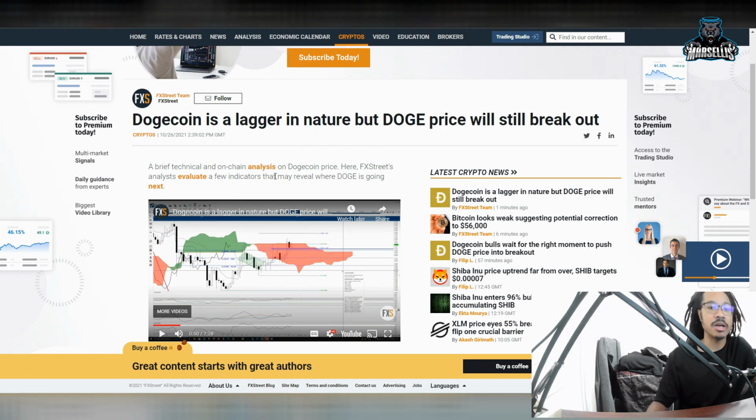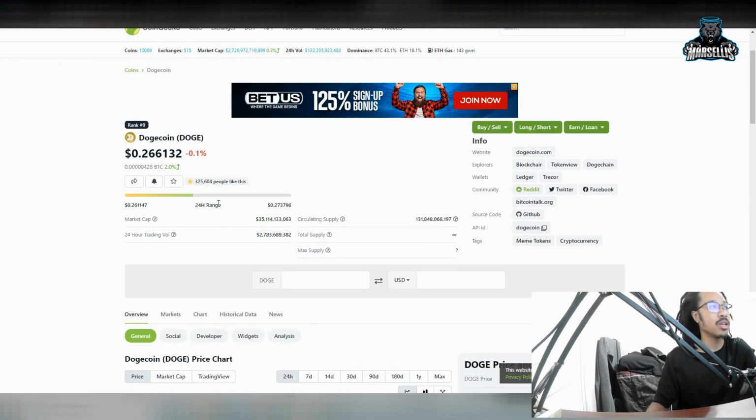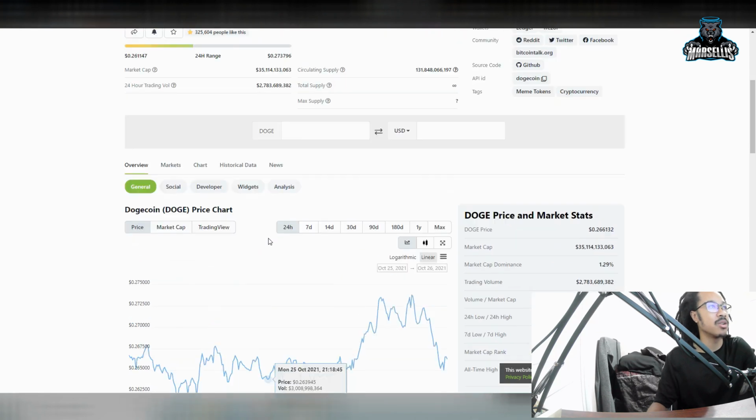It's been doing this since 2014, 2017, and I've been watching Dogecoin for that long. But yeah, it's been lagging a lot. So it's always doing this. Actually, look at Dogecoin's price right here. It's only down 0.1% in the last 24 hours, only up 8.2% in the last 7 days, 14.8% in the last 14 days, 26.6% in the last 30 days.